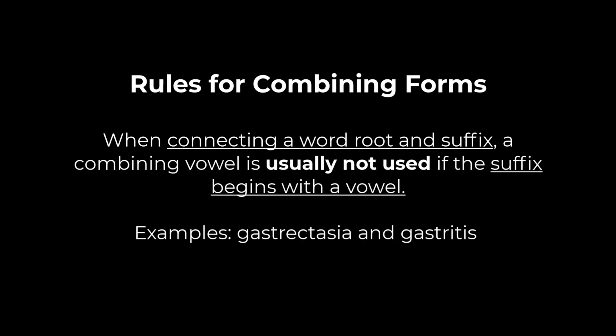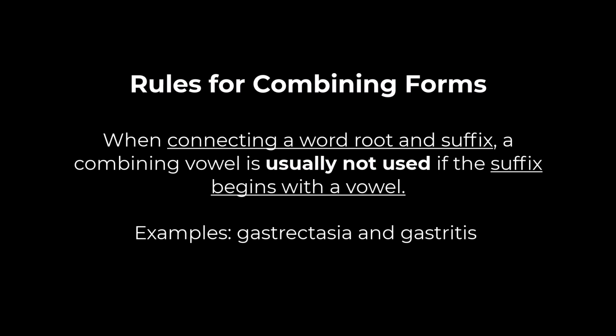So one of the last rules here is when we're connecting a word root and a suffix, the combining vowel is usually not used if the suffix begins with a vowel. The examples I have here are gastrectasia and gastritis. You can see that we've taken the combining O off of the end of gastro when we combined it with the suffixes ectasia and itis.